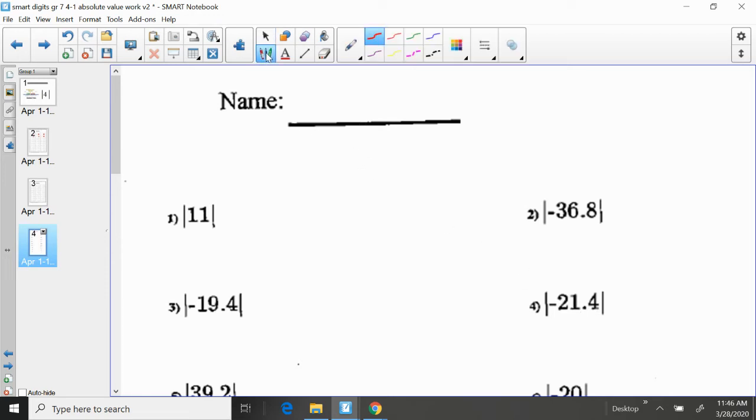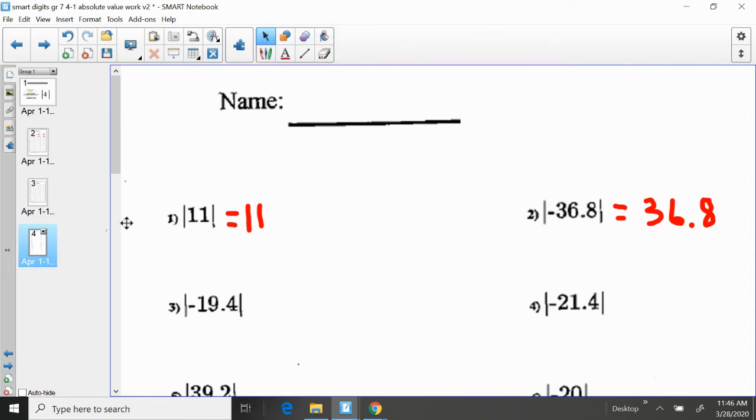So, for example, the absolute value of 11 is 11. You're probably saying by this point, duh, Miss Lee, we knew that. But the absolute value of negative 36.8 is, if you said 36.8, you were correct. So you're also going to do this sheet as well.